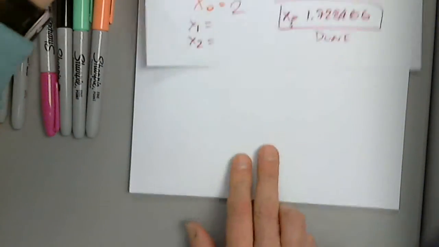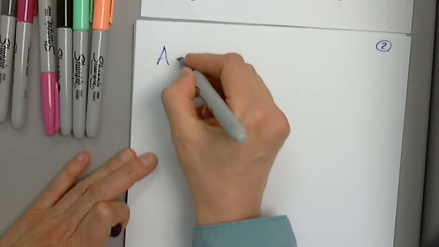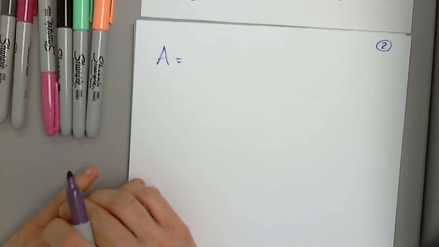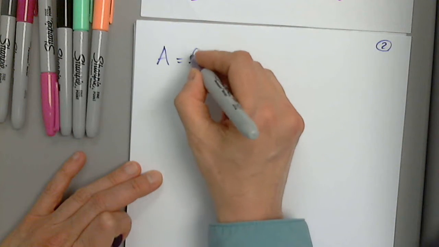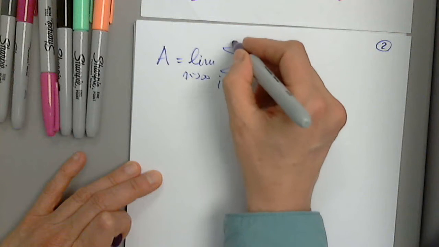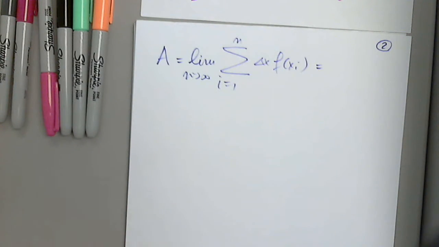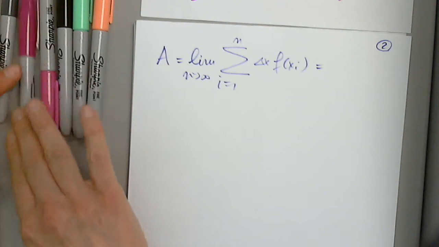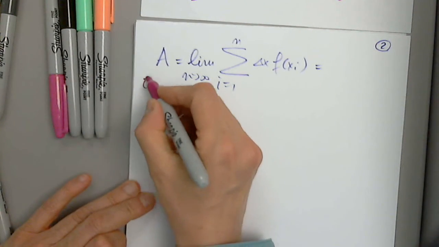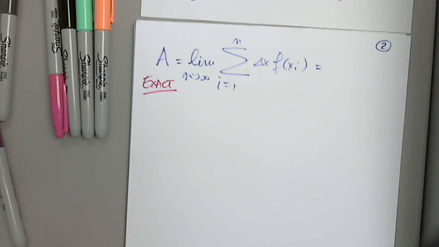Okay, so let's continue. If you remember, we said that the exact area, ready? The exact area was the limit as n approaches infinity of the sum from i equals 1 through n of delta x f of x i. Correct? Okay, so this is the exact. Absolutely no approximation here. This is the exact number.